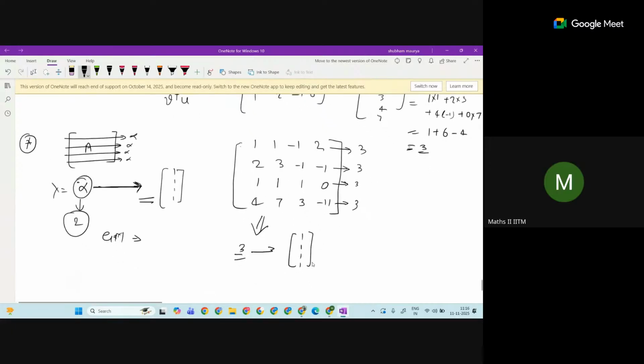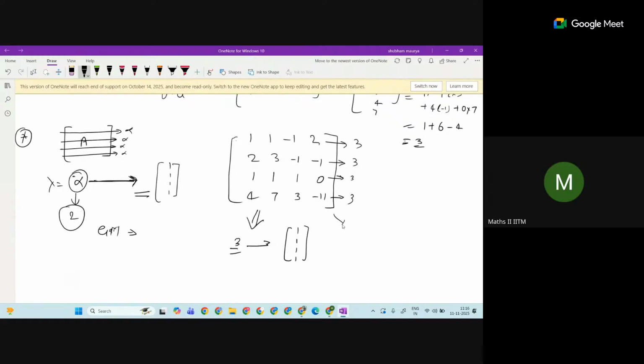If you blindly do A minus lambda I, you will end up with a characteristic polynomial equal to 0, and you start finding the roots. This is a difficult thing, but once you know that 3 is one eigenvalue, you can start making a factor. Let's break it in the form of lambda minus 3, because you know 3 is an eigenvalue. So lambda minus 3, and the rest you can convert in the order of a degree 4 polynomial.